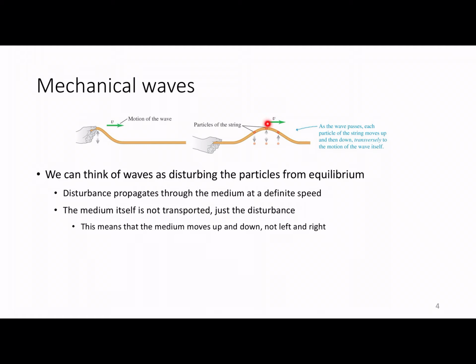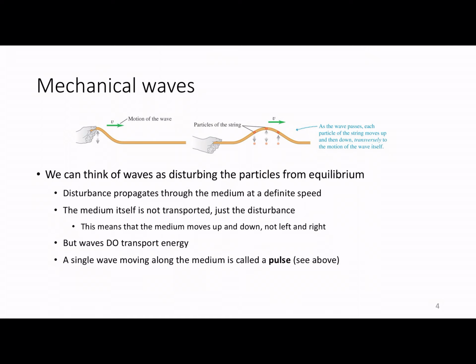The particles are not the wave. They're just the particles on the string, and they move up and down. That's what we mean when we talk about transverse waves. The disturbance propagates at a definite speed in a definite direction, in this case to the right, but the medium itself, in this case the string, is not transported, just the disturbance. And as we'll talk a lot about next time, waves do transport energy.